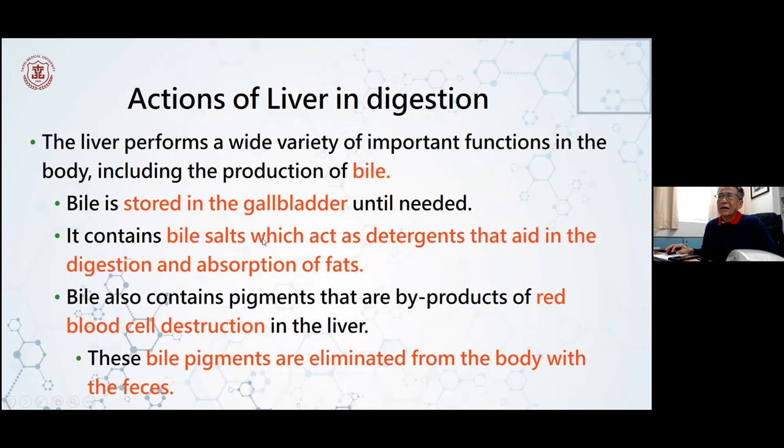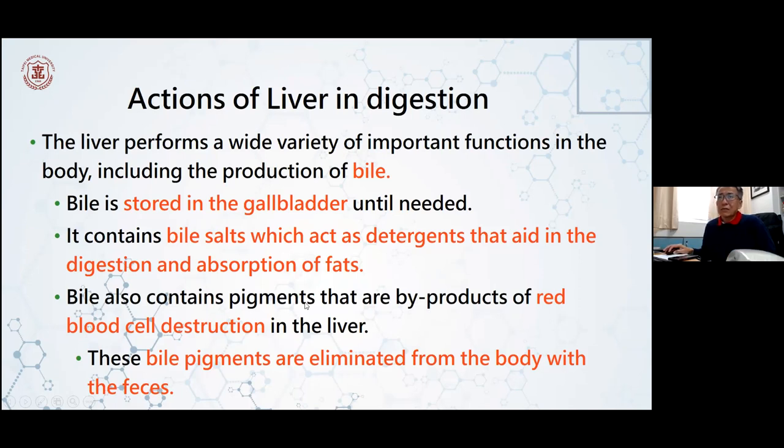Bile salts are detergents. They can aid the digestion and absorption of fats. The bile also contains pigments. The pigment is a byproduct of red blood cell destruction in the liver. The old or senescent RBCs will be destroyed in the liver.